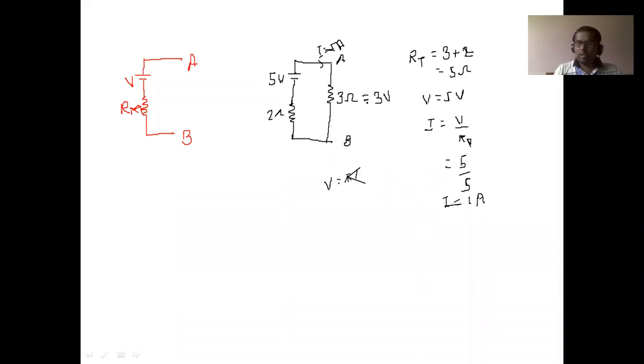But what is the actual voltage? The actual voltage is 5 volt. In case of an ideal voltage source, the total 5 volt appears across the entire load resistance. But in case of a real voltage source, some voltage drop is across the internal resistance, which means that 3 volt appears across the load resistance. This is the basic difference between ideal and real.